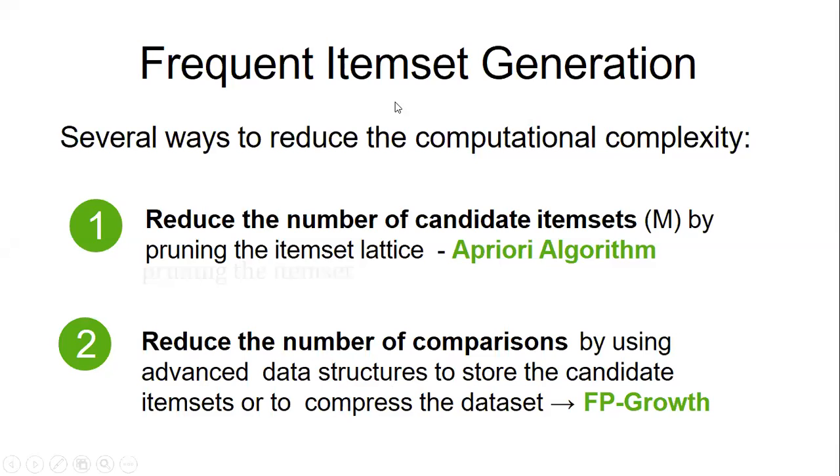In this, I would like to tell you that there are several ways to reduce the computational complexity of frequent item set generation. Here we have the a priori algorithm, which is used to reduce the number of candidate item sets, which we represent using the letter M. How did this a priori algorithm help us in reducing the number of candidate item sets? We have come across examples in the previous classes, right? The a priori algorithm uses the a priori principle.